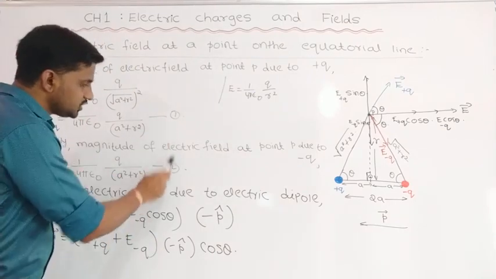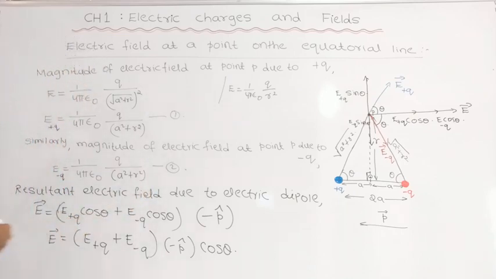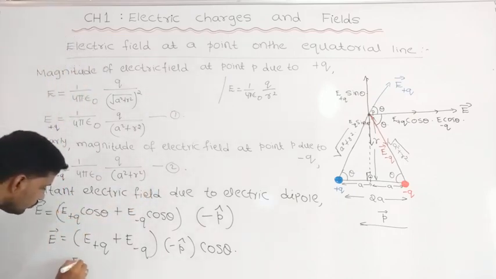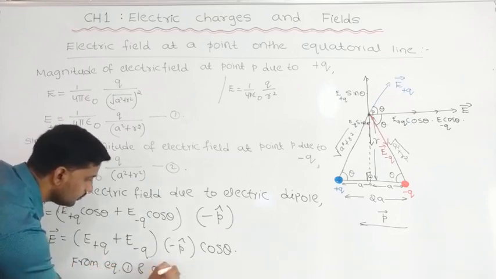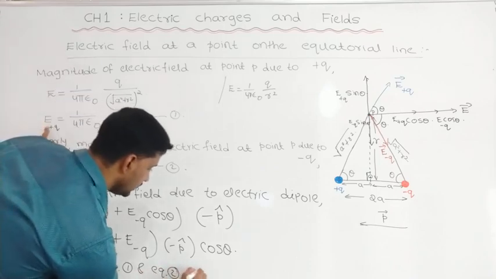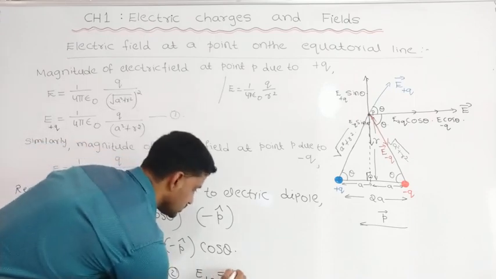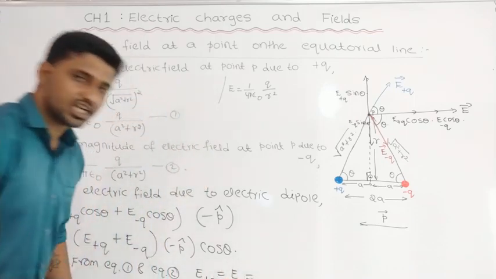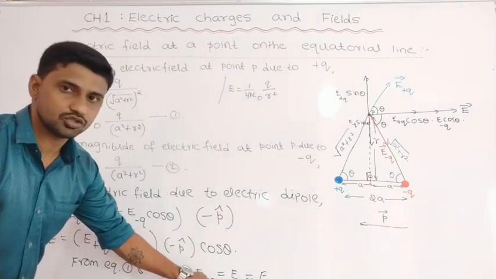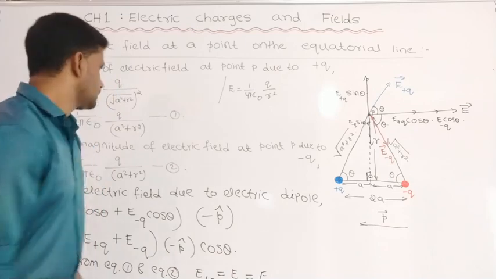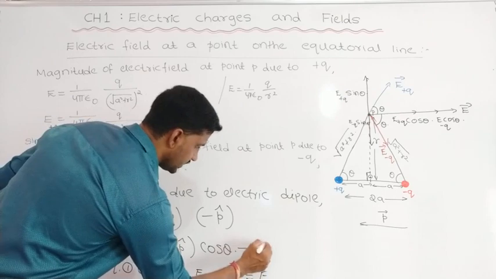If you observe equation 1 and equation 2, they are equal in magnitude, so from equation 1 and equation 2, I can write E plus Q is equal to E minus Q. Both the equations are the same. In general I am taking it as E. Then I can write this equation, which I am taking as equation number 3.